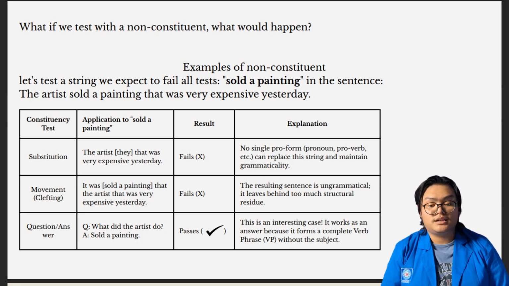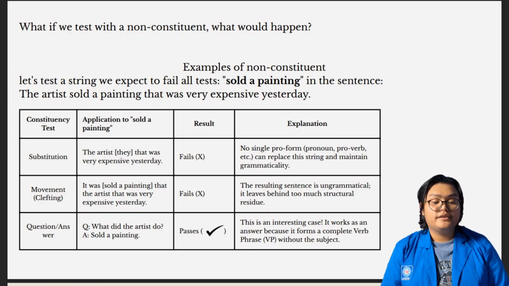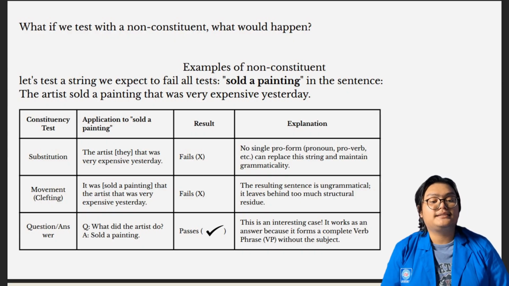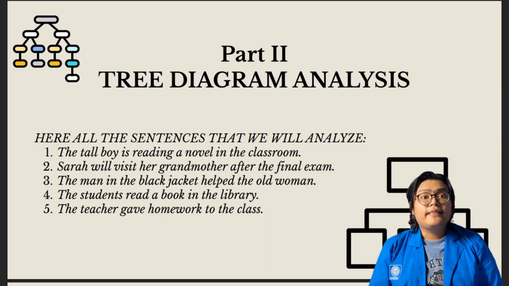With question and answer: "What did the artist do?" "Sold the painting." The result passes. Why? This is an interesting case. It works as an answer because it forms a complete verb phrase without the subject. That is the end of part 1, guys.